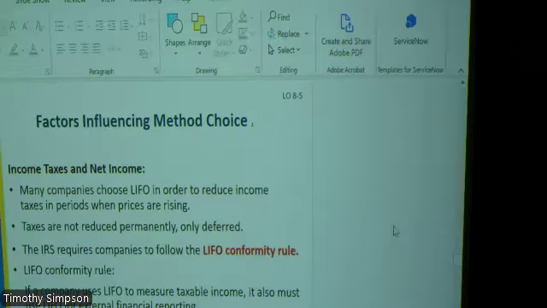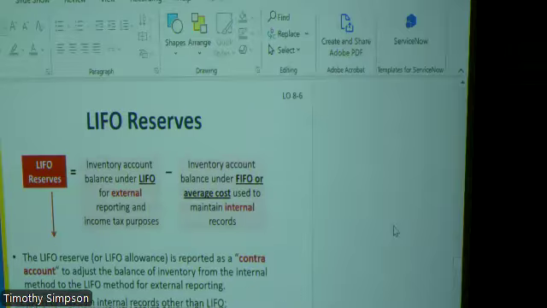And so we're going to talk more about that because it's got a lot of different twists that are involved in it. And one of those is something called LIFO reserve. Okay, so let's talk about what LIFO reserve is.